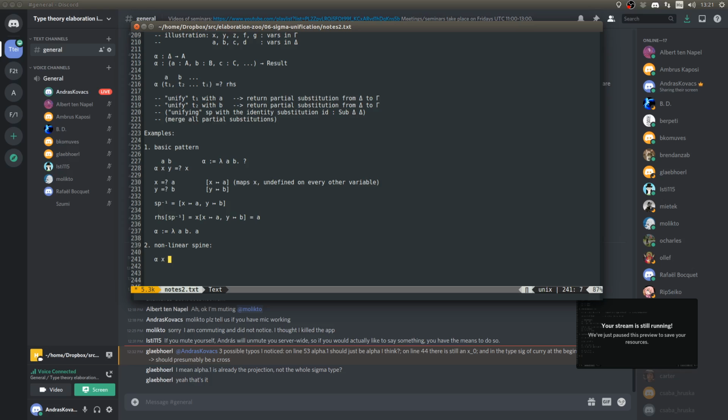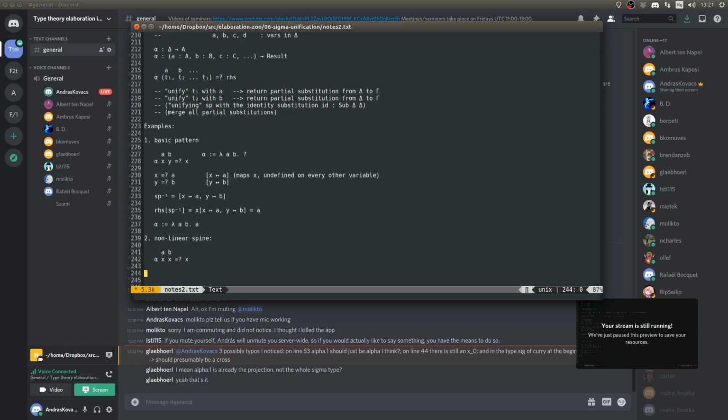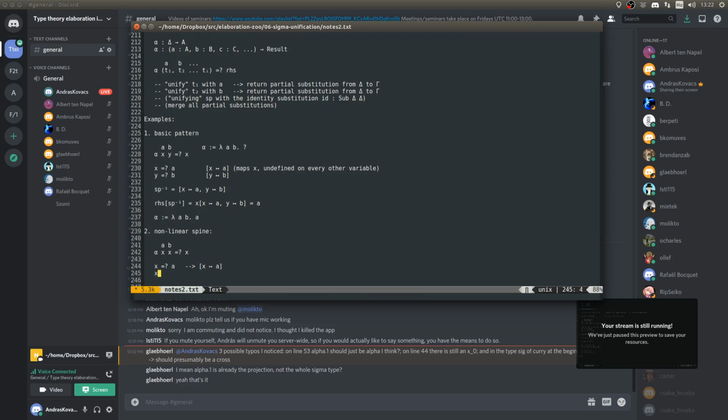So I have alpha x x. I want to unify it with x. And now I have a here and b here. So the x unification with a returns the mapping from x to a. But then again I have an x unification, now with b, so this returns x mapped to b.